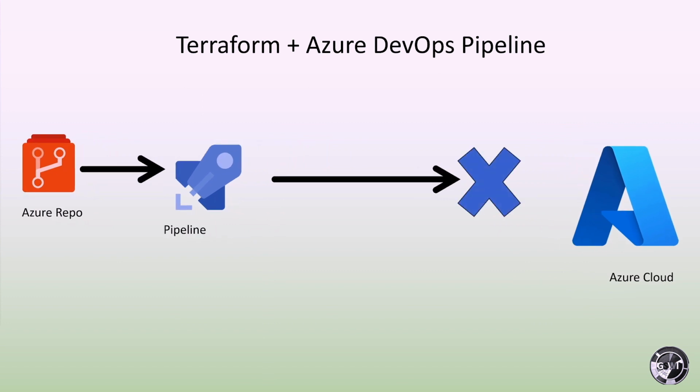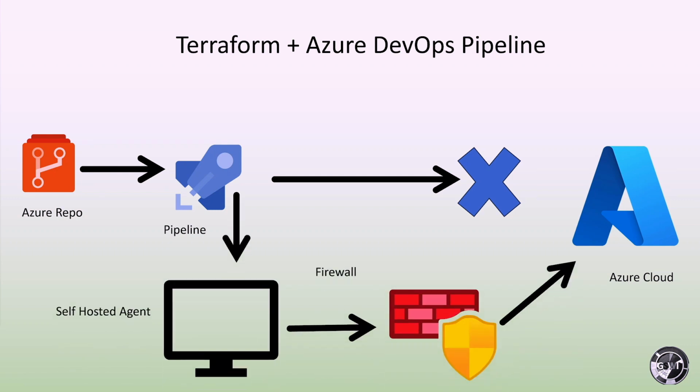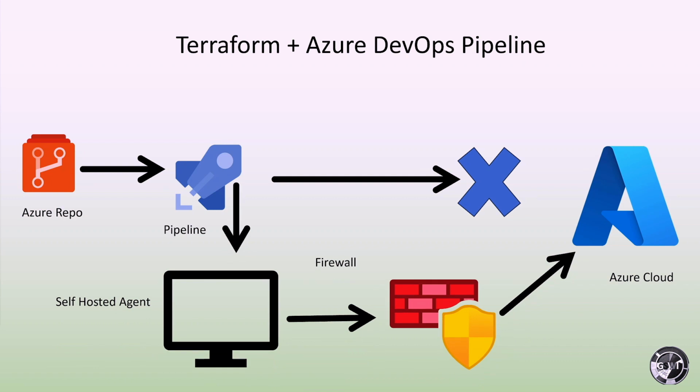Sometimes the pipeline is not able to deploy your resource in Azure due to security policy of your organization. In those scenarios, we cannot use default pipeline agents for deploy, and for that special agents are required to deploy to your Azure. So for example, here you can see we are using self-hosted agent which are trying to connect to Azure cloud using firewall.